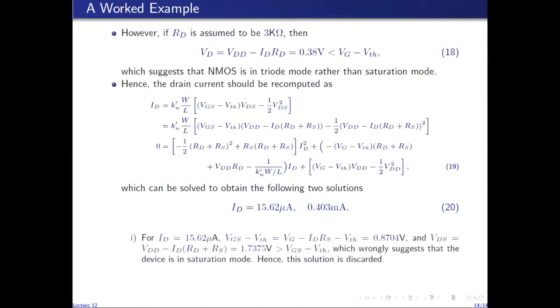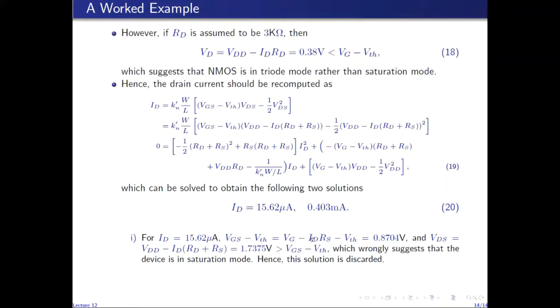How do we find the valid root? So let's analyze this first solution. For this, when ID is equal to 15.62 microamperes, we can recompute VGS minus V threshold. So VGS is equal to VG minus IDRS. So VGS minus V threshold is VG minus IDRS minus threshold. We know VG, we're taking ID to be equal to this value. We know RS, we know V threshold. We solve this and we get 0.87 volts.